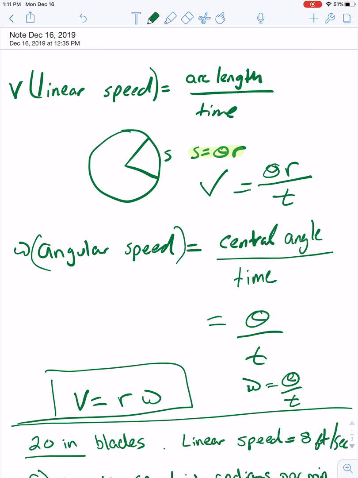So an equation for our linear speed then is v equals theta times r over t, or r times theta over t. Well, our angular speed is defined as theta over t. So we could express our linear speed in terms of our angular speed and our radius. So linear speed is equal to radius times angular speed.